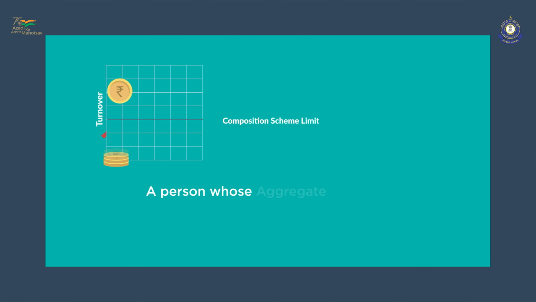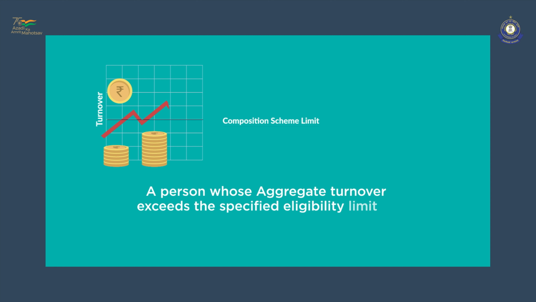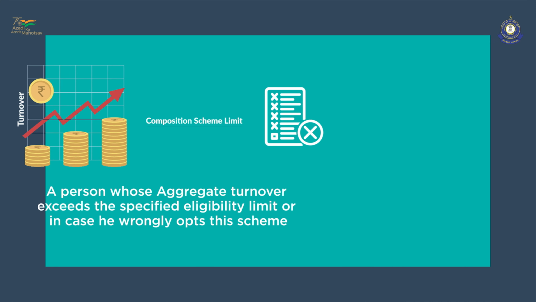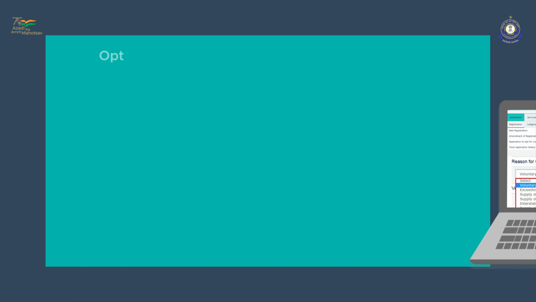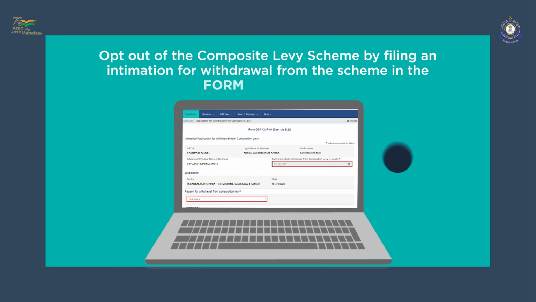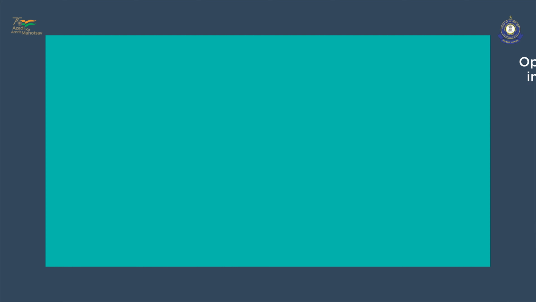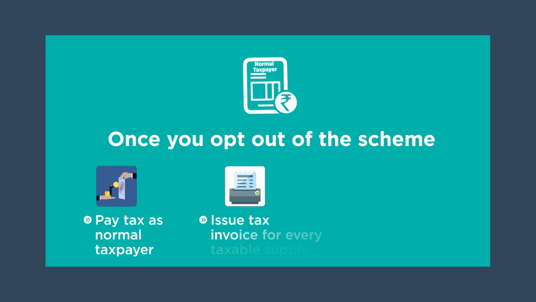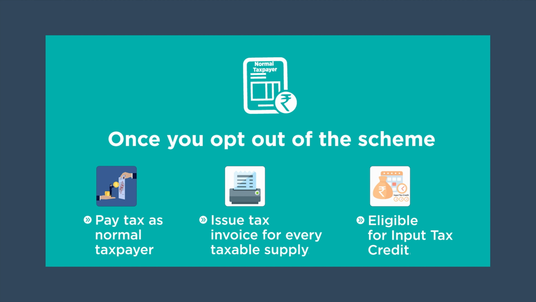A person whose aggregate turnover exceeds the specified eligibility limit, or in case he wrongly opts this scheme, has to opt out of the composition levy scheme by filing an intimation for withdrawal from the scheme in the form GST CMP 04 within 7 days from the day on which the threshold limit has been crossed. After opting out of the scheme, like a normal taxpayer, he has to pay tax as normal taxpayer, issue tax invoice for every taxable supply made, and is eligible for input tax credit thereafter.